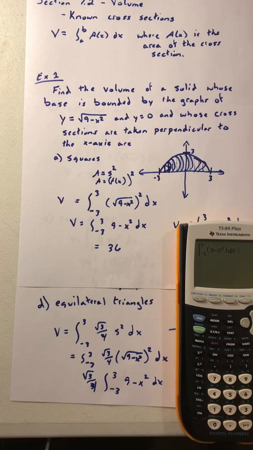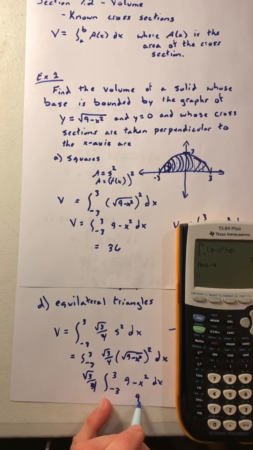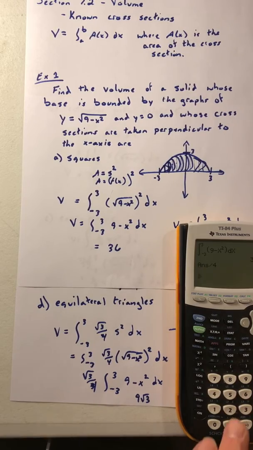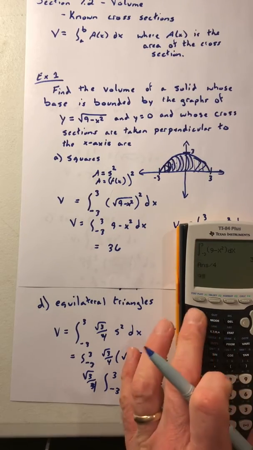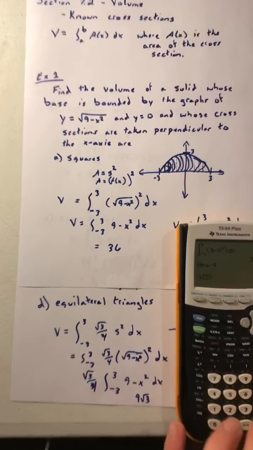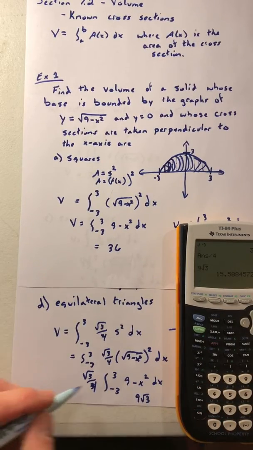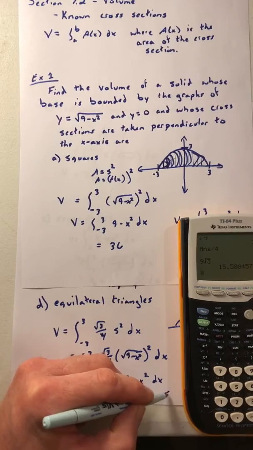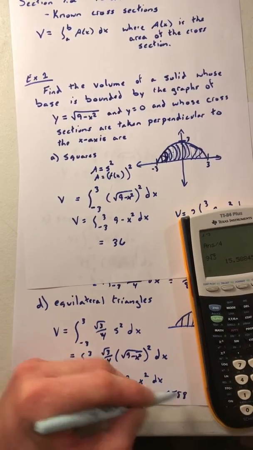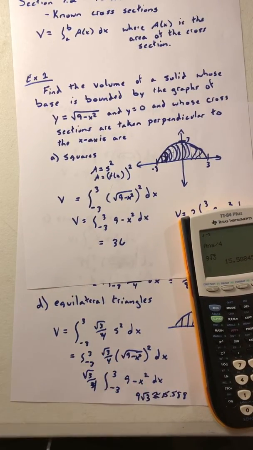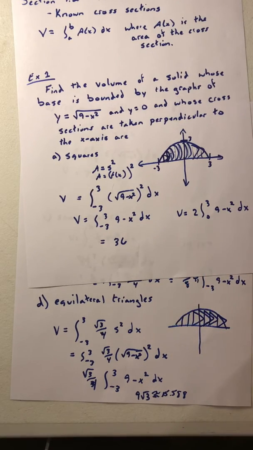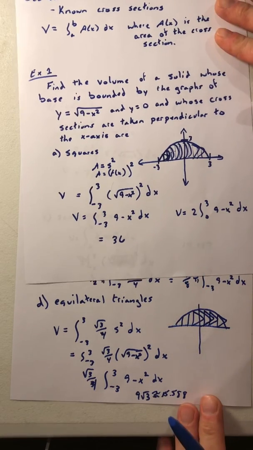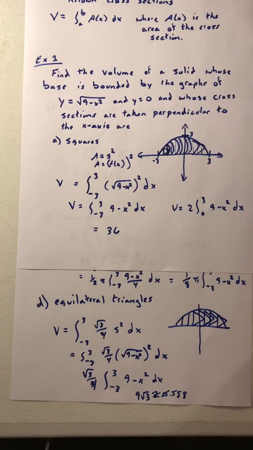You can at this point in time if you want. I'm going to go ahead and find that value. I'm going to divide it by 4, and that's going to give me 9. So I'm going to have 9 radical 3 as my exact answer. And if I take 9 and multiply it by radical 3, I can get the approximate answer of 15.588. And that gives me an approximate volume of that figure. And this allows us now to be able to find the volume of a known cross-section.